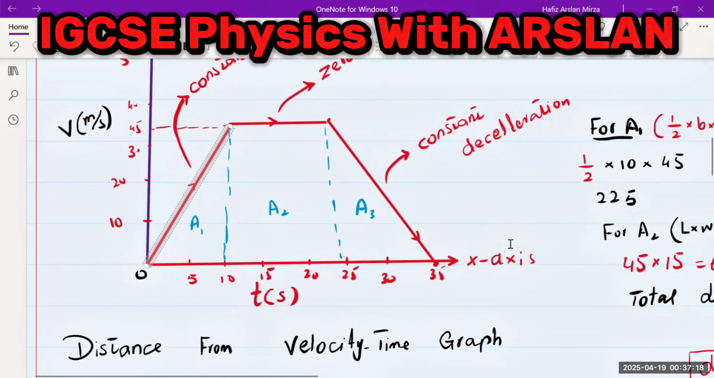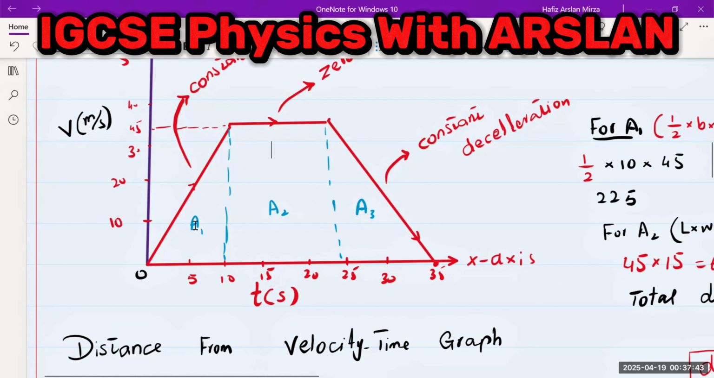Now, the most important thing: how much distance is covered during this journey? Like here we have a trapezoid. There are two ways to find the area under the graph, which represents the distance. Whenever we calculate the distance from a speed-time or velocity-time graph, we find the area under the graph.